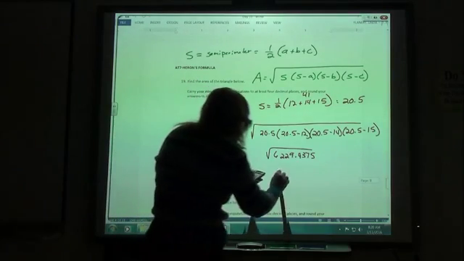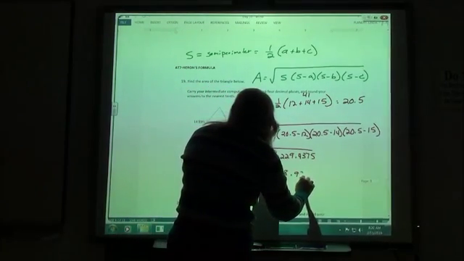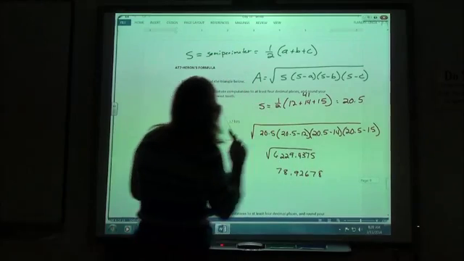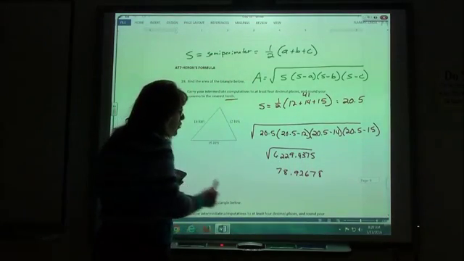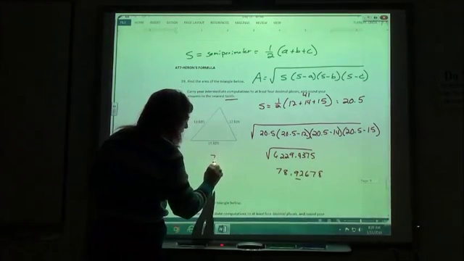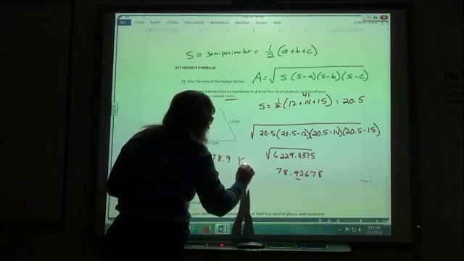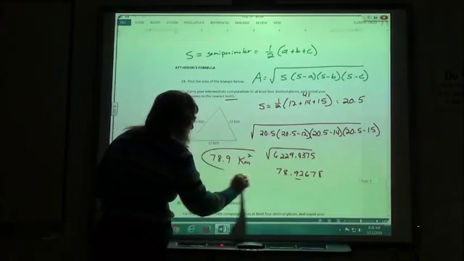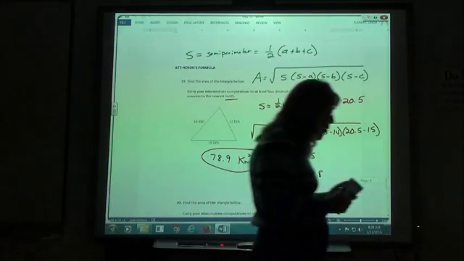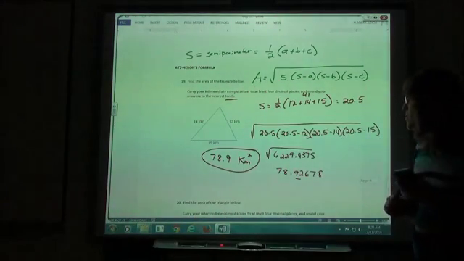Hit equals, I get 78.92678. Rounding to the nearest tenth on this one, so I'm going to say 78.9. Again, I was finding area, so kilometers squared would be my label, so 78.9 kilometers squared would be my answer.